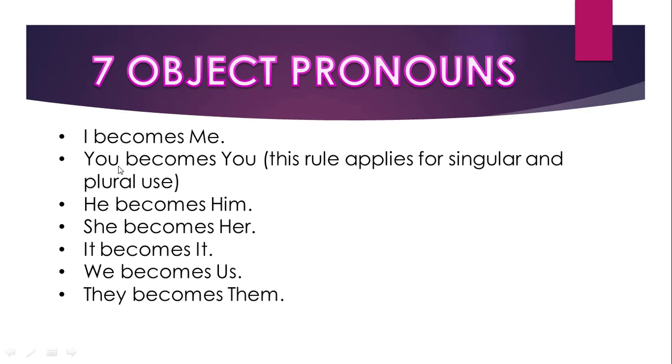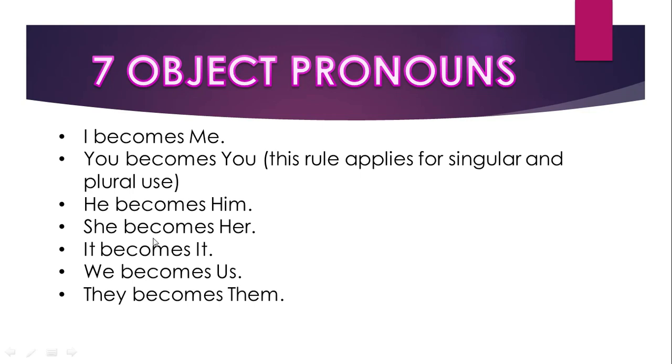You becomes you. This is the only exceptional rule: for all singular and plural subjects, you have to use you. You becomes you. You cannot change you. He becomes him. Him is used for boys. She becomes her. Her is used for girls. It becomes it. Like we don't make any change in you, same is the case with it. We don't make any change with it. It becomes it. We becomes us, and they becomes them.